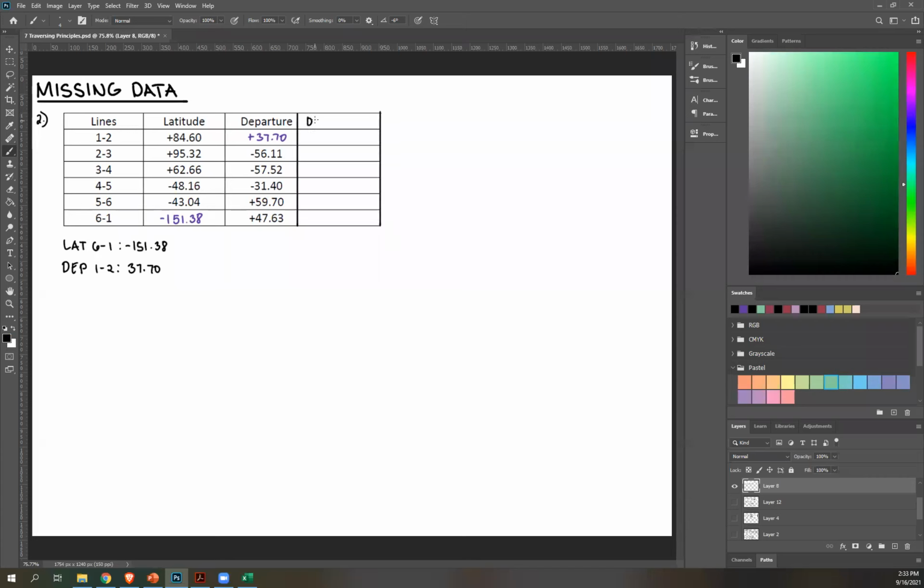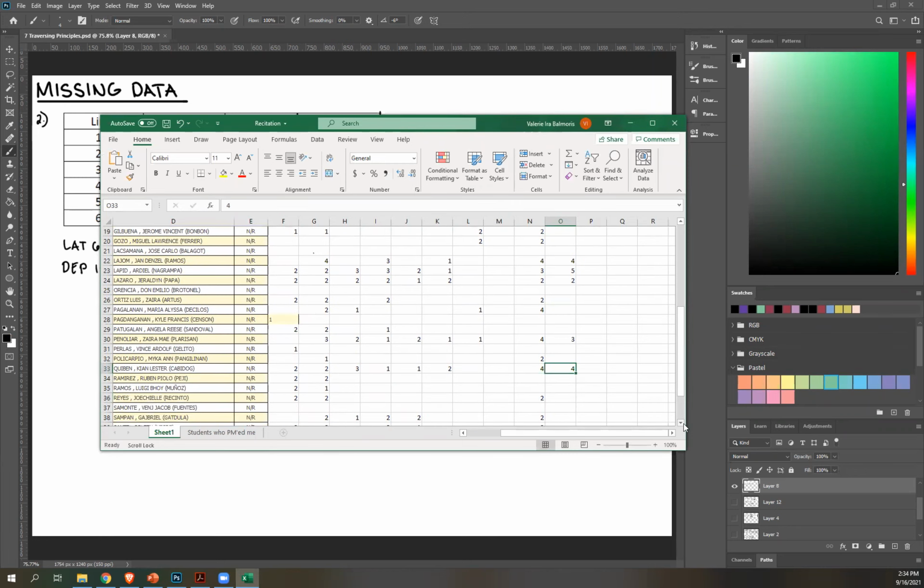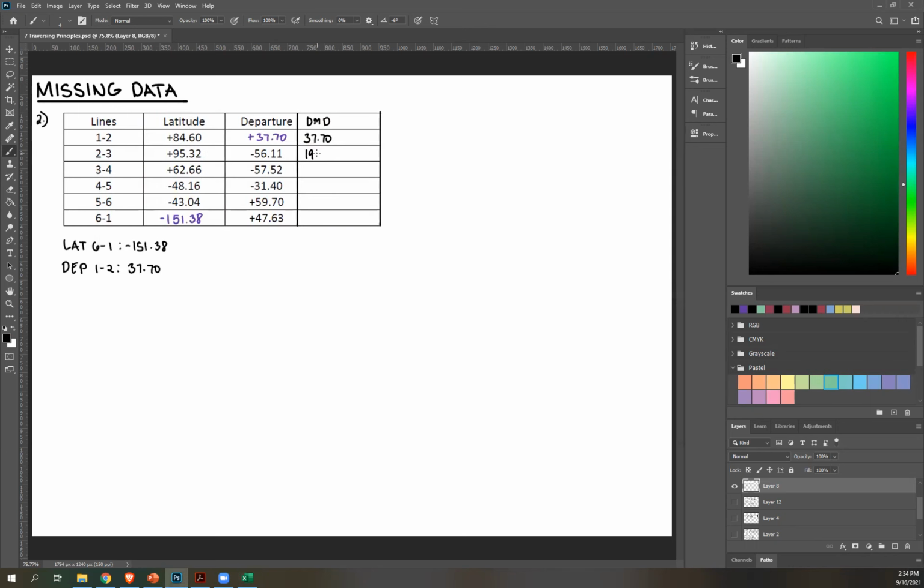Okay, Bnb. Remember, Bnb for the first row is just the same as the departure of the first row. So this is also 37.70. What's the Dmd of 2, 3? Correct, Kian? Yeah. And Jan. 19.29. How about for 3, 4? Correct, Kian. Negative.